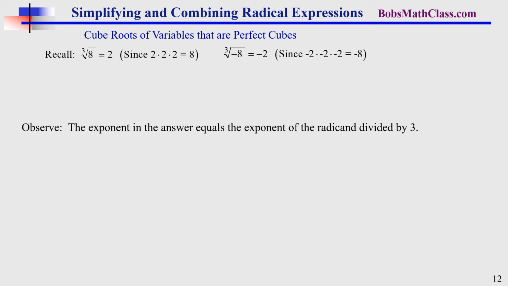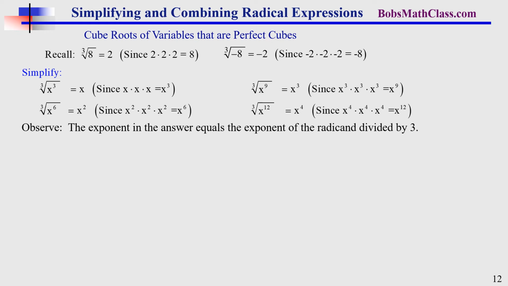So when we look at some examples, the cube root of x to the 3rd is x. We've done this before. The cube root of x to the 6th is x squared. Cube root of x to the 9th is x to the 3rd. And the cube root of x to the 12th is x to the 4th.